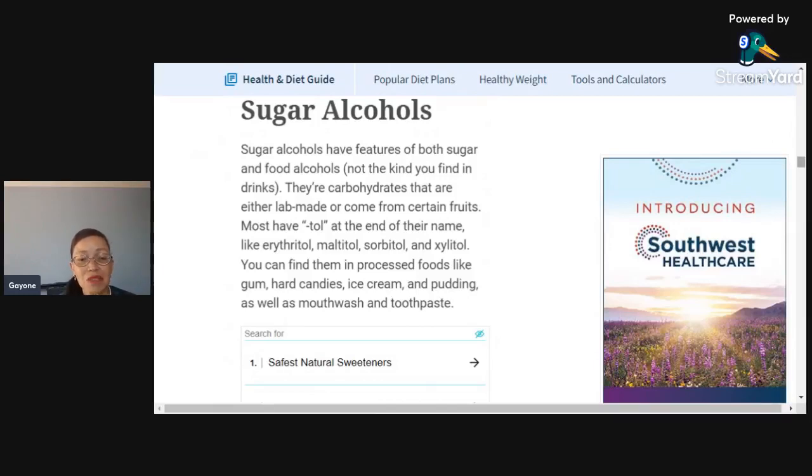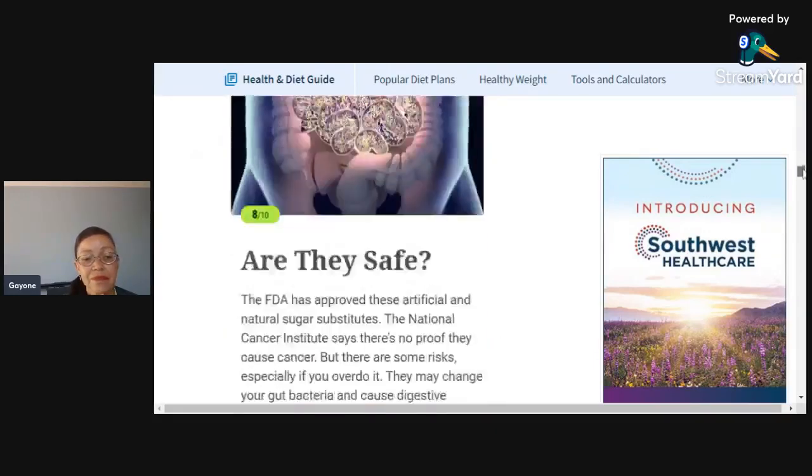You can find them in processed foods like gum, candies, hard candies, ice cream, pudding, as well as mouthwash and toothpaste. So there's sugar alcohols. When you're reading your ingredients, if you're looking at the names and they have TOL at the end, that's a sugar alcohol that's been added, okay?